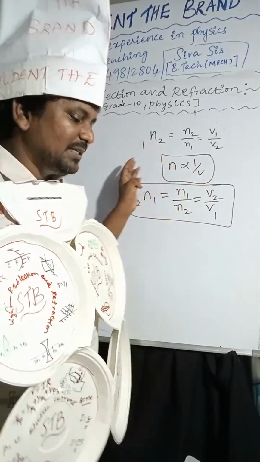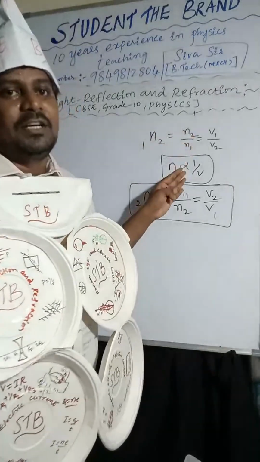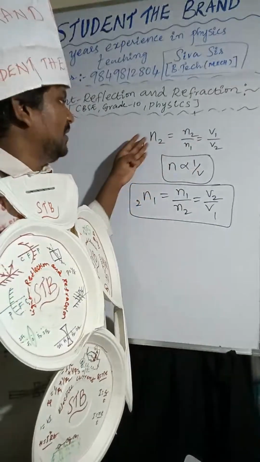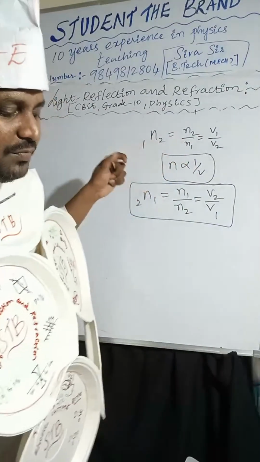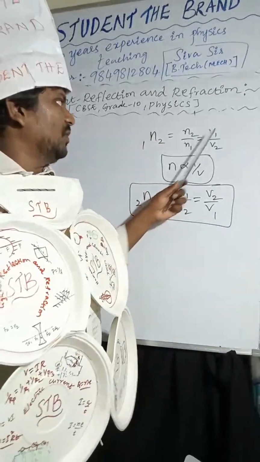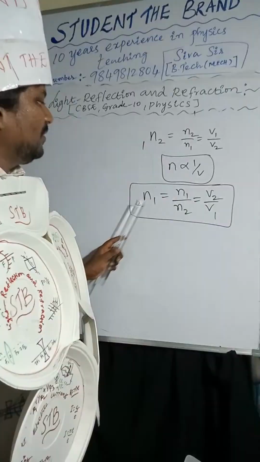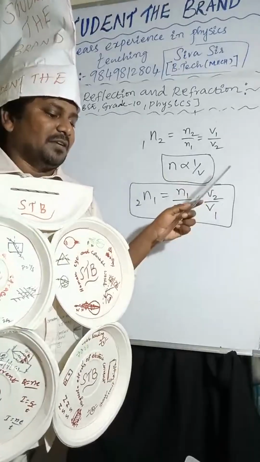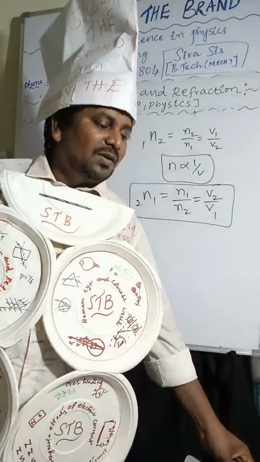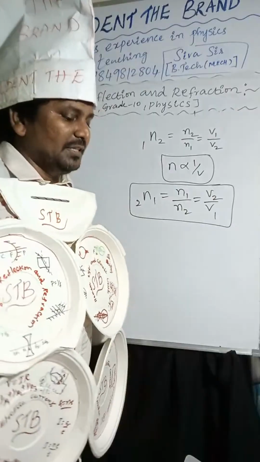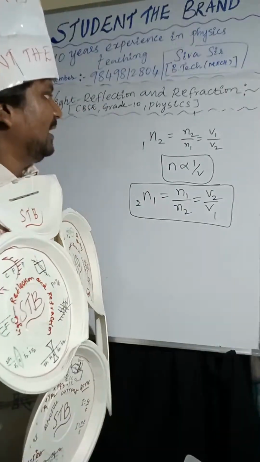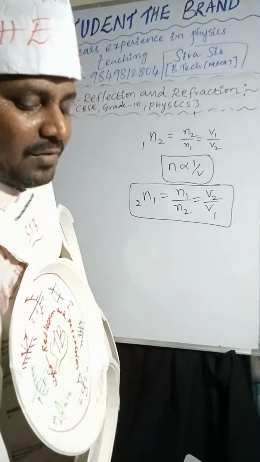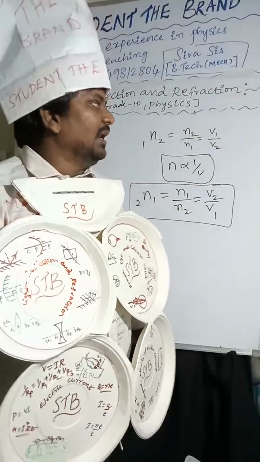Okay, so here N is inversely proportional to velocity. If you are taking N21, that is N2 by N1 equal to V1 by V2. If you are taking N12, that is N1 by N2 equal to V2 by V1. So this is relative refractive index: the speed of light in medium 1 by the speed of light in medium 2 is called relative refractive index.